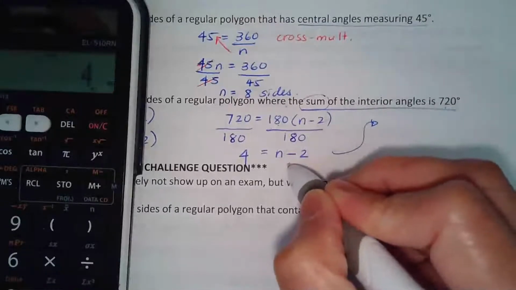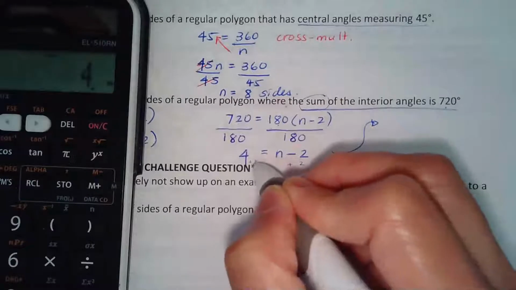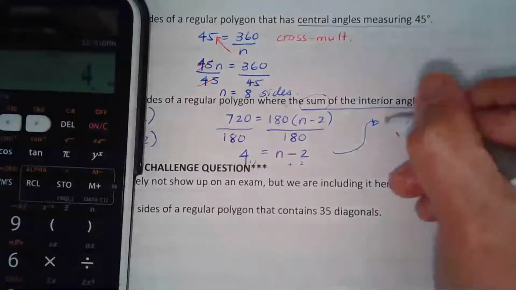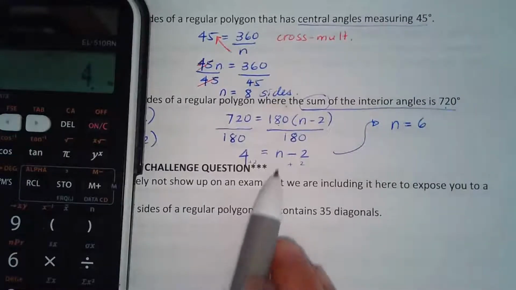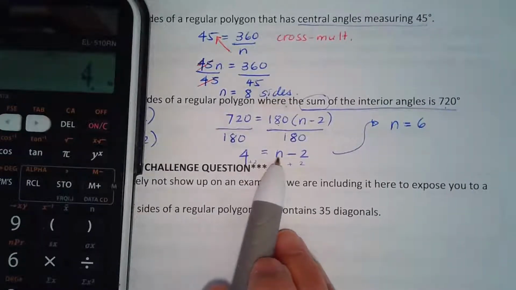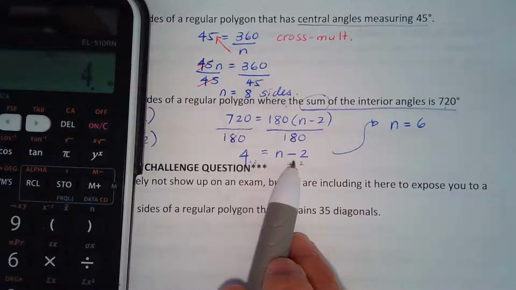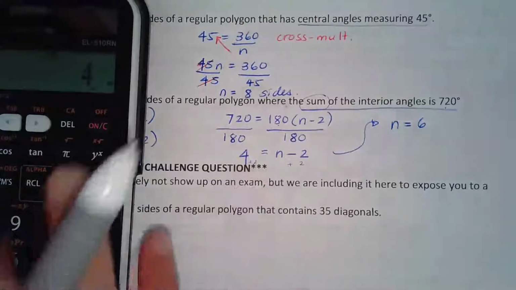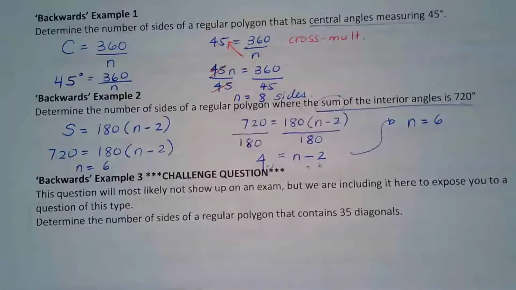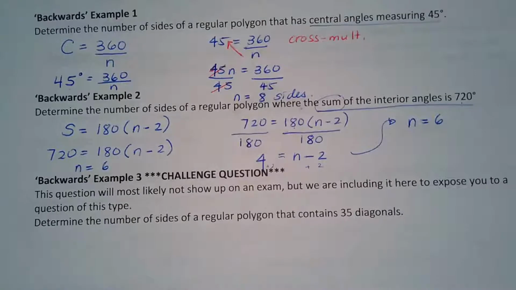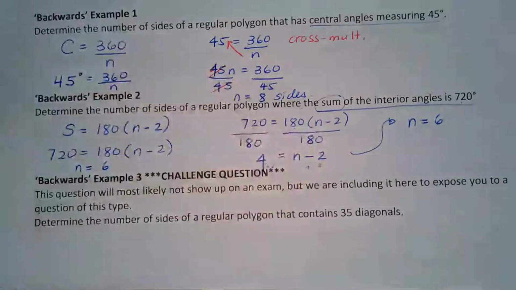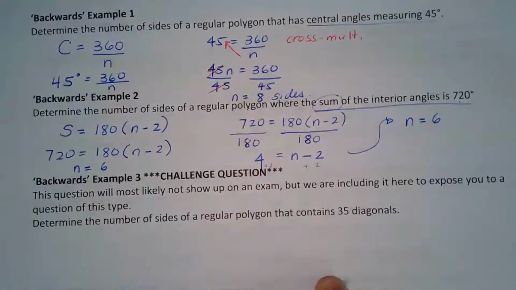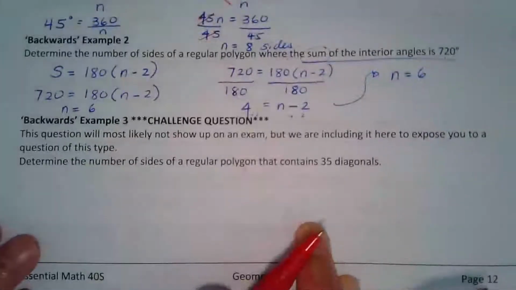I can think about it like, I have to add 2 on each side, 2 on each side, then I get 6. So n is equal to 6. Okay, so what is that number that when I take away 2 will give me 4? That's 6. So trial and error method, algebra method, whichever you prefer, doesn't really matter.